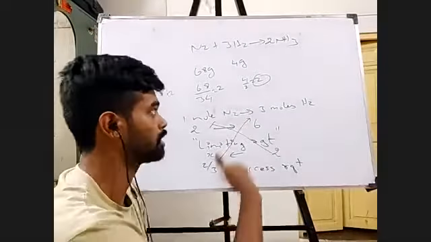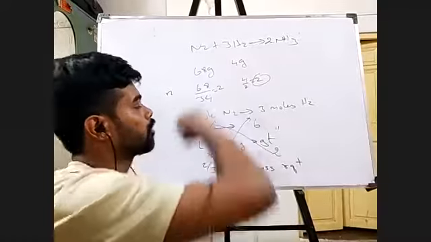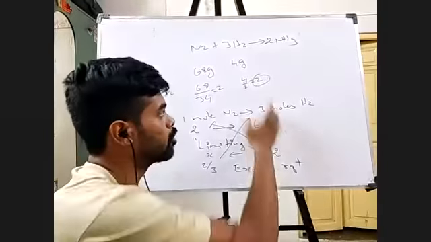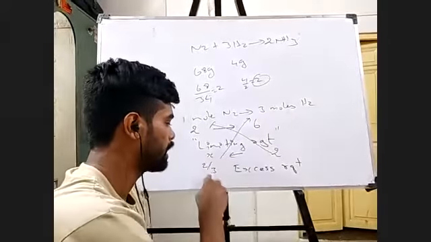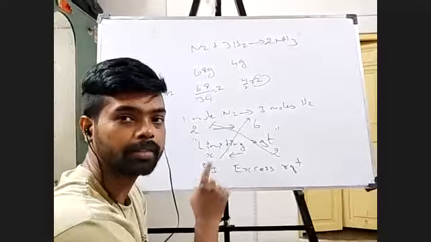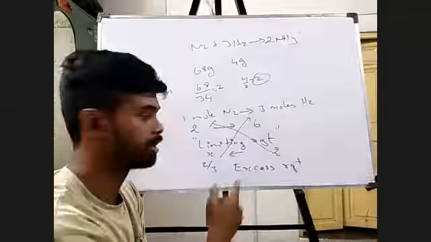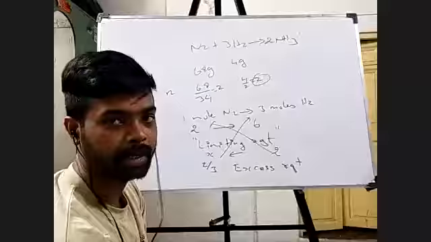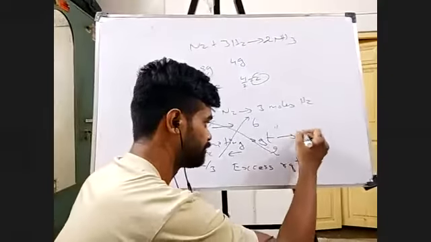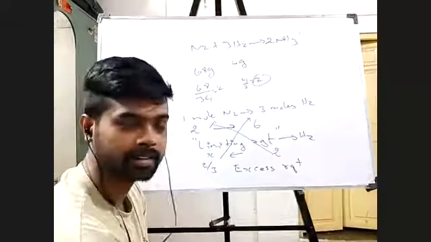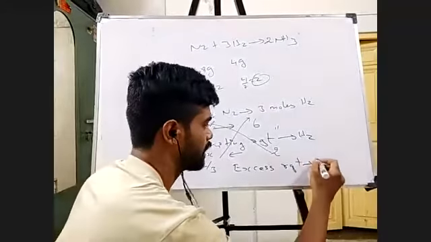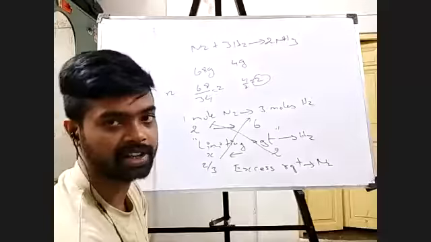So if I do the opposite, for 3 moles of H2, I require 1 mole of N2, and I have 2 moles of H2. So actually, I will be requiring 2 by 3 moles of N2 only, right? But how many moles of N2 do I have? 2 moles. So N2 is my excess reagent. So in this case, H2 is the limiting reagent. Sorry, correct. And N2 is my excess reagent.